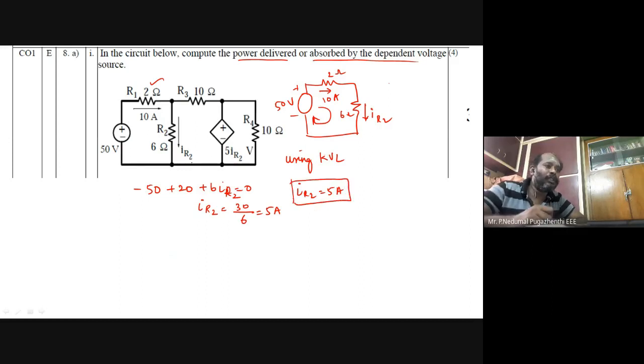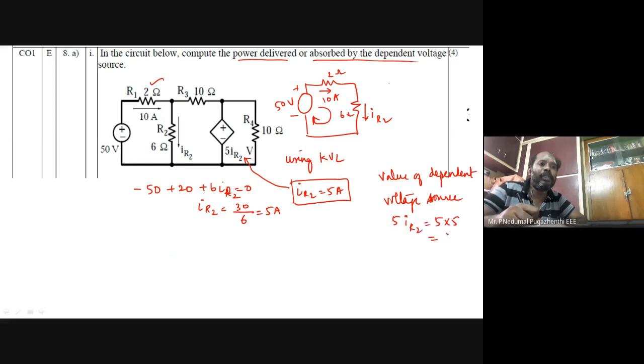Since I know IR2, I can substitute that value here and find the value of the voltage. The value of the dependent voltage source is provided as 5 into IR2. So 5 into 5 will give me 25 volt. So the value of this is going to be 25 volts.